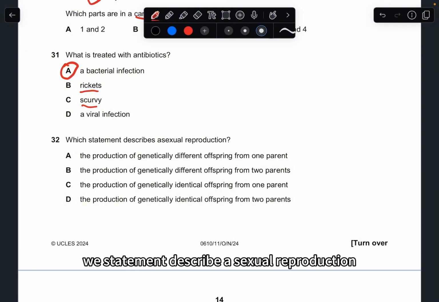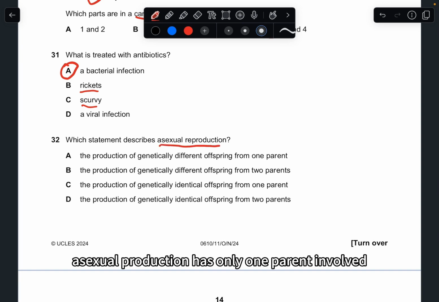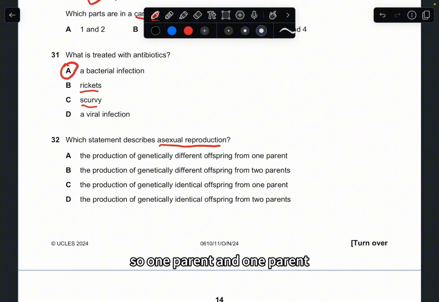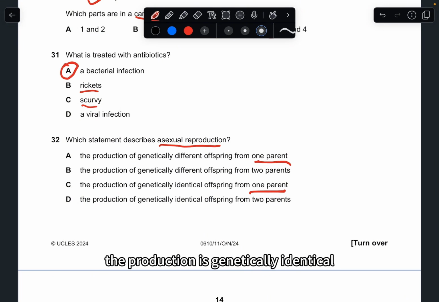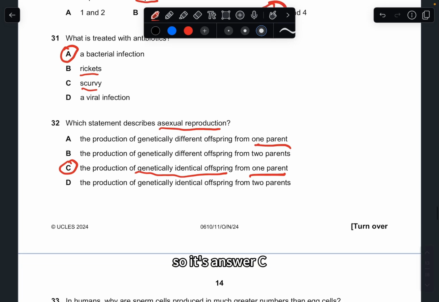Which statement describes asexual reproduction? Asexual reproduction has only one parent involved. If there is only one parent, the offspring are genetically identical, so they are the same copies. So it's answer C.